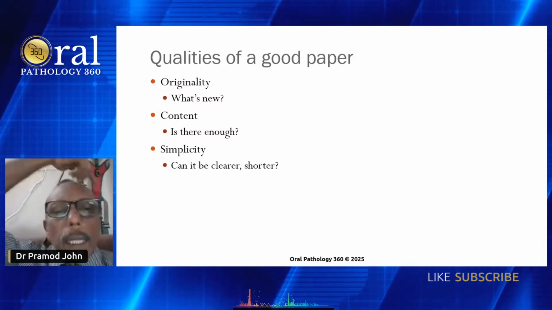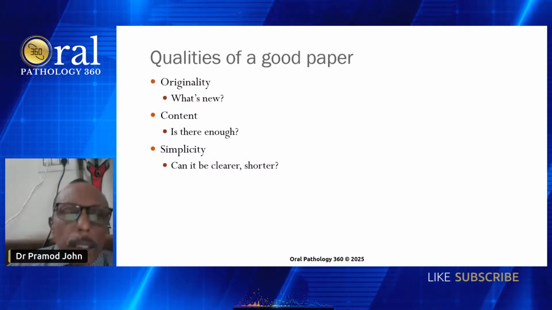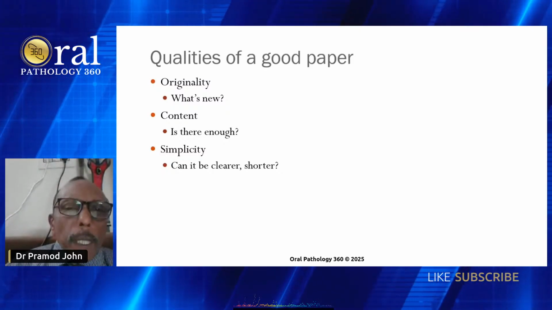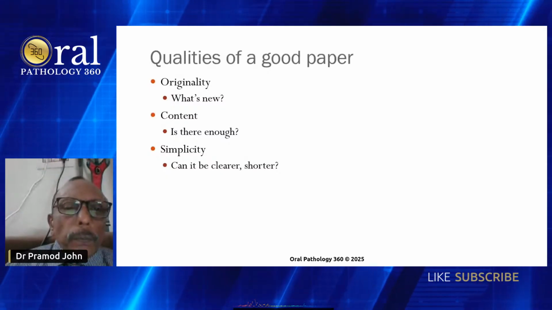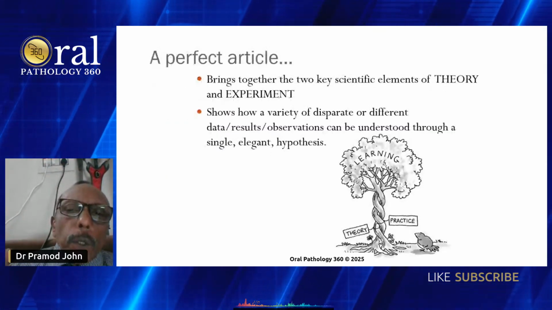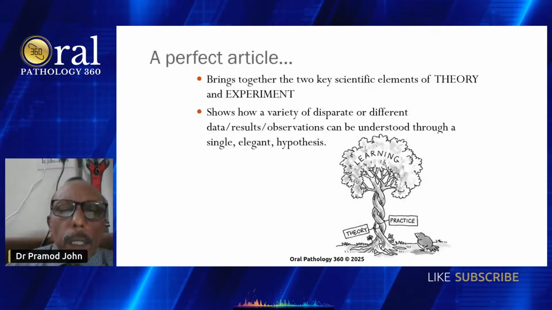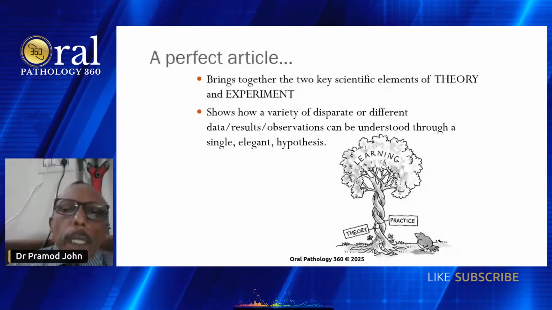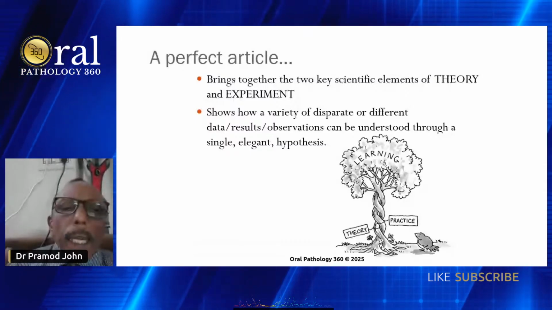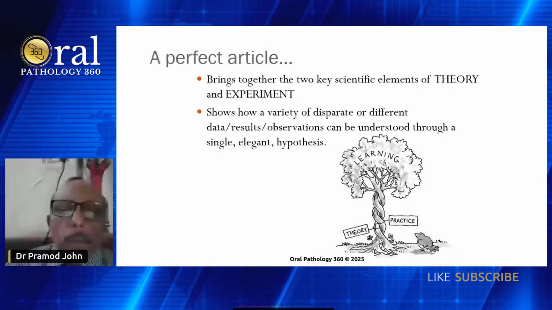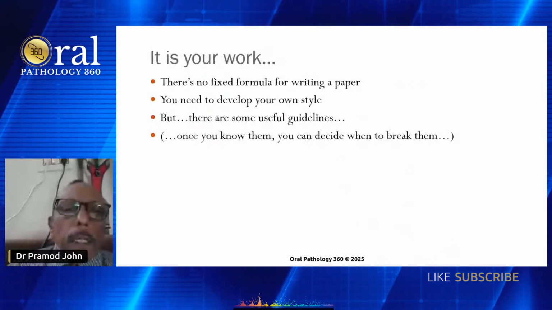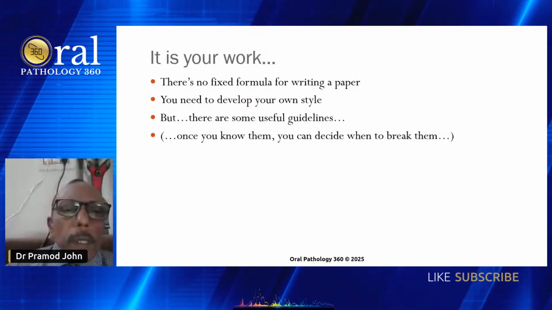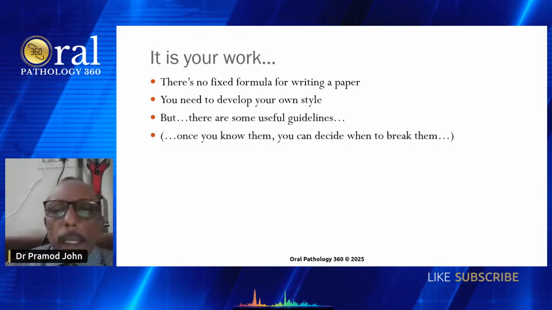Simplicity: can it be clearer, shorter? Never make the paper complicated, thinking that high-sounding words would make it acceptable. It is not so. As you know, you do a study, that is the experiment that you have done, and you work on a theory. So basically, a paper is a combination of theory and experiment. It is your work. There is no fixed formula for writing a paper. You need to develop your own style, but there are some useful guidelines. Once you know them, you can decide when to break them.